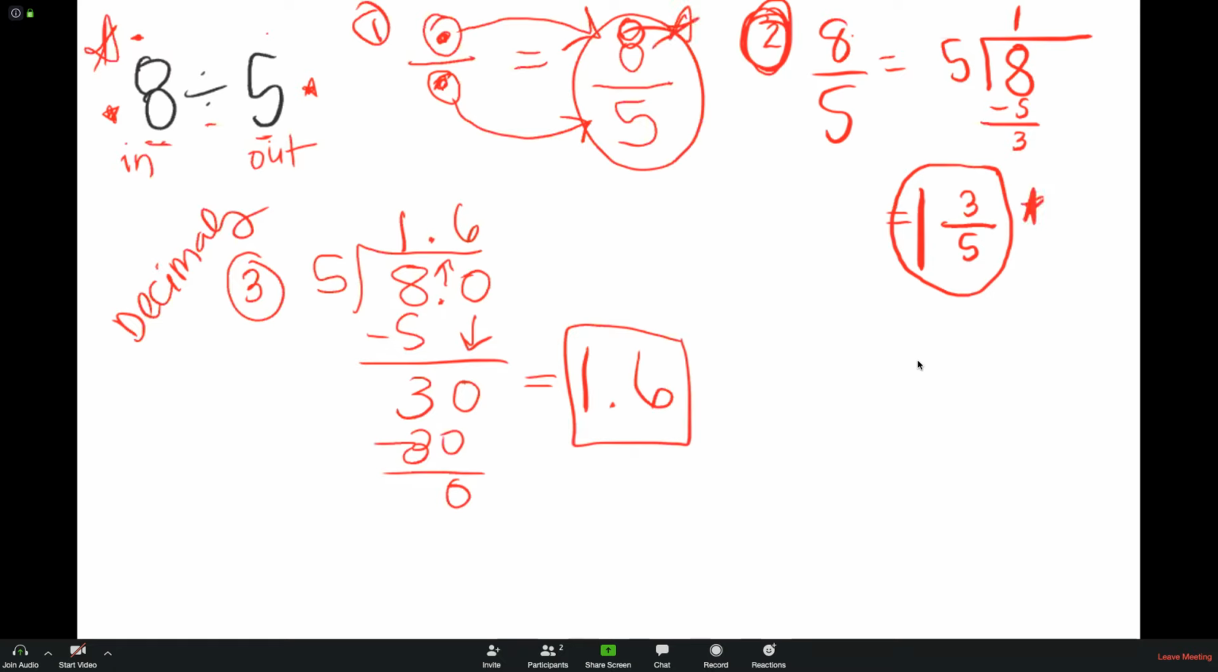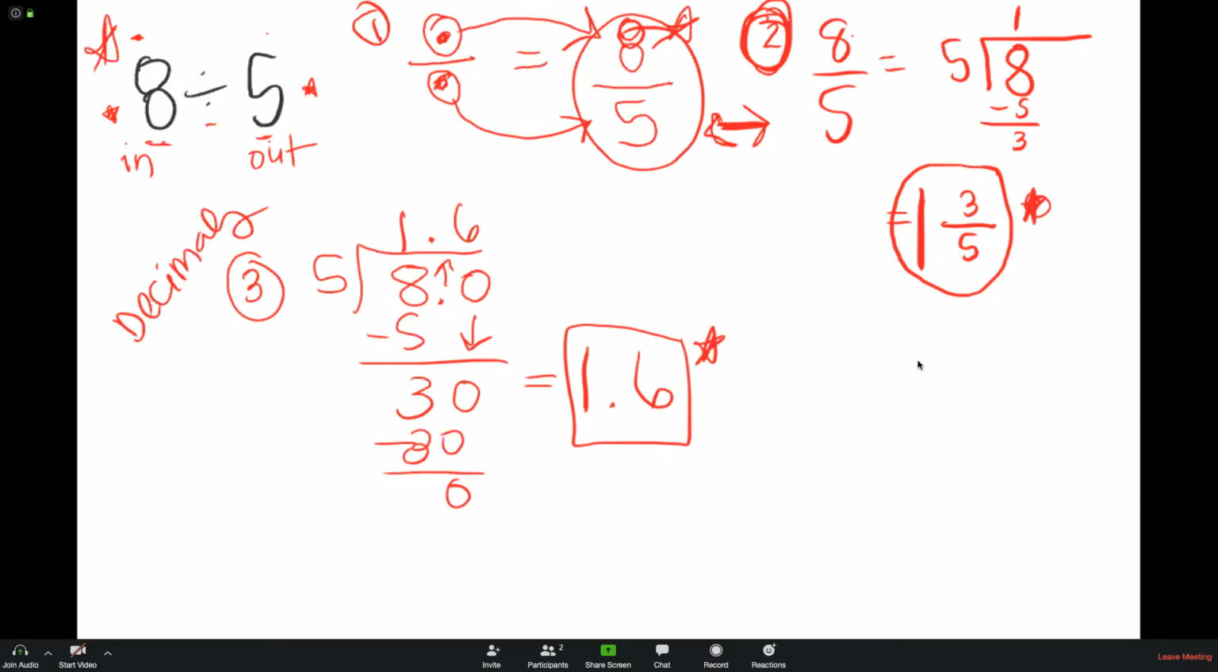Second way, as a mixed number. Third way, as a decimal. In your homework, it'll probably ask you to write the division problem as a fraction or mixed number. It's just because some of your fractions will just be regular fractions with a smaller number on top. And then some of them you would need to do long division like this one.